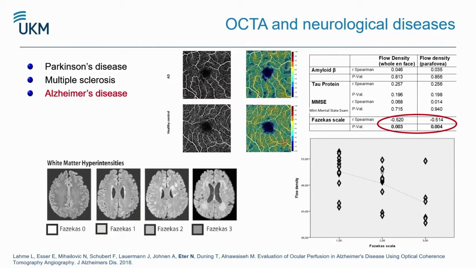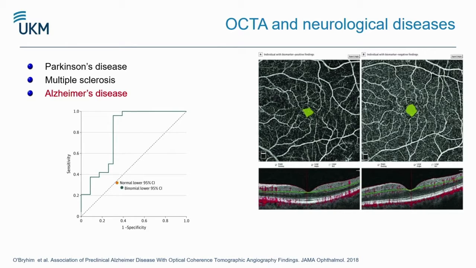However, there was no correlation to amyloid beta and the tau protein, which are the biomarkers for Alzheimer's disease, or the minimal mental state exam. So again, OCTA hints to the fact that there is a vascular component in Alzheimer's disease. And O'Brien and co-workers showed that even in patients with preclinical Alzheimer's, there are changes in the vasculature seen on OCTA.